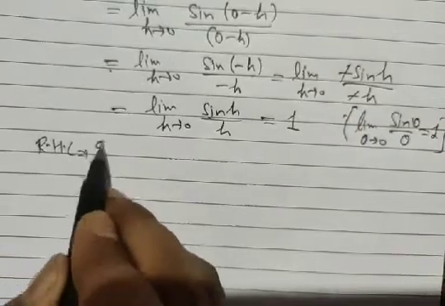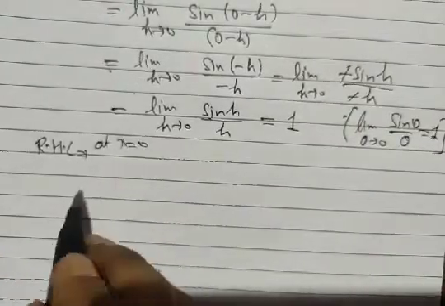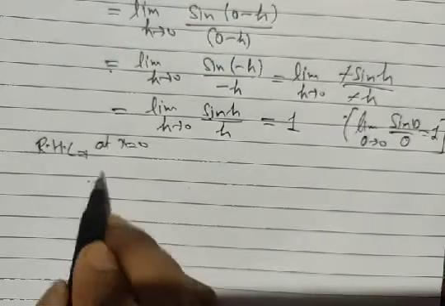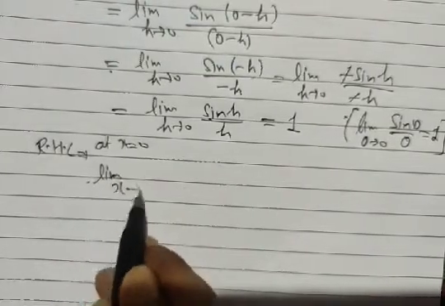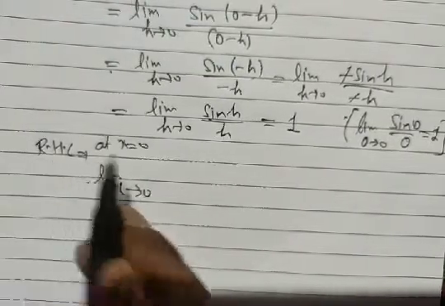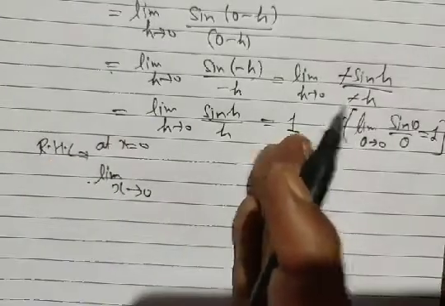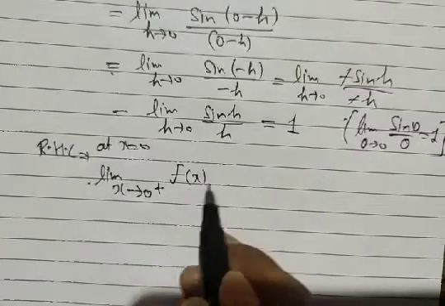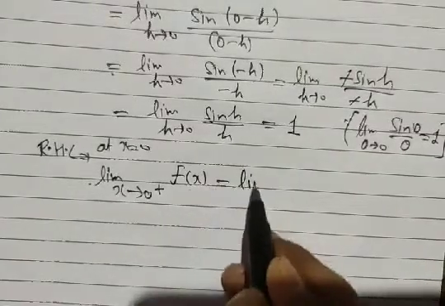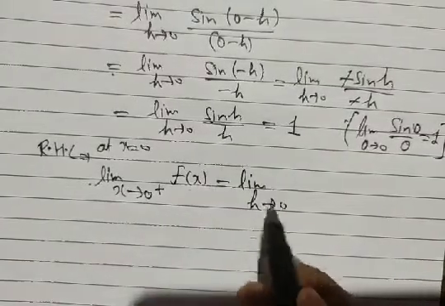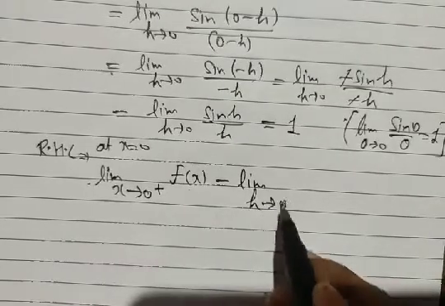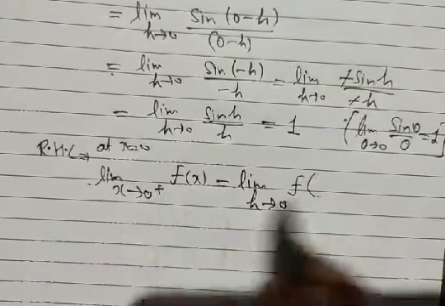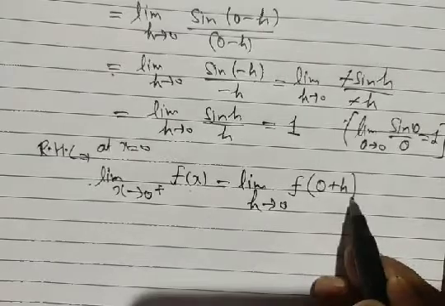Our right hand limit at x equal to 0. Then we start with the limit as x tends to 0 from the right, in the neighborhood to the right of 0, so we take 0 plus here. Again we change it to an arbitrary h. We take the limit as h tends to 0, and here we take f of 0 plus h.